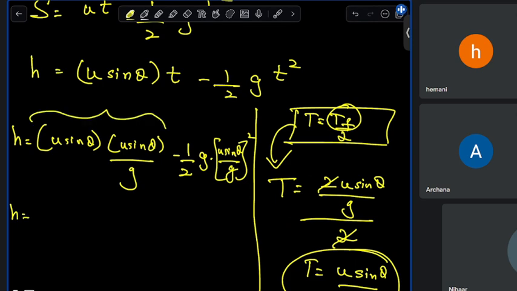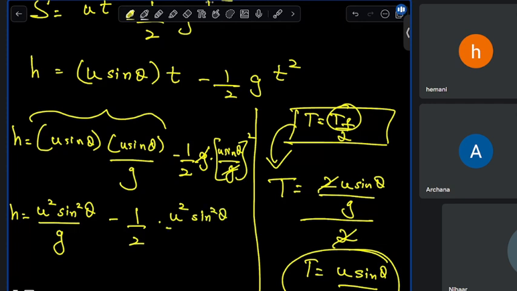U sine theta into U sine theta gives you U square sine square theta divided by G minus, think for a second, this G and this G square, it gets cancelled, the square. But the half remains as it is. I'll bring the square also. It becomes U square sine square theta. After 1 G getting cancelled, only 1 G remains in the denominator. Just regular math. Now, if you see, both of them are the same letters, same thing. It's just the numbers are differing.